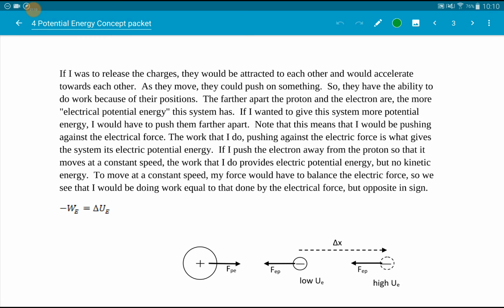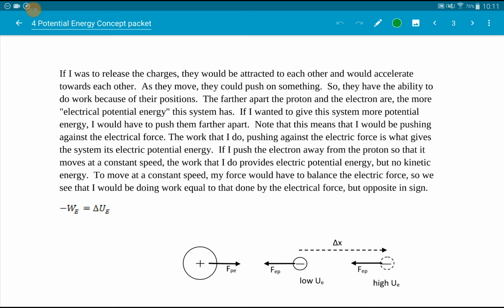Note that this means I would be pushing against the electrical force, the electrostatic attraction that we talked about. The work that I do, if I put my hand in there and pushed it, well, you can't really do that with your hand, but you can imagine if I got something and actually pushed that thing away, I would be doing work on that something, and I would be pushing against that electric force, or the electrostatic attraction that is there. And this force is what gives the system its electric potential energy, just like that force of gravity in the previous example was what gave that gravitational potential energy to the rock, depending on its position.